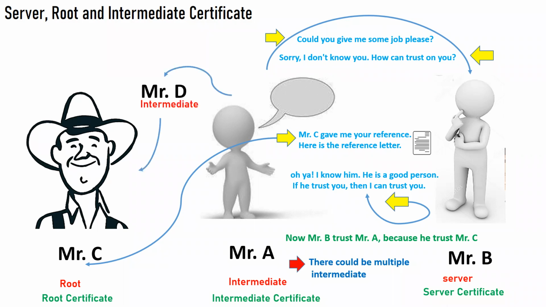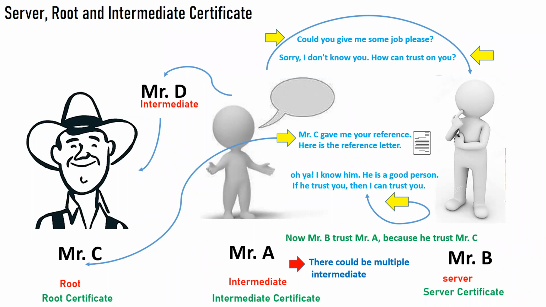How is it? Maybe Mr. A doesn't know Mr. C, but Mr. A comes for the job with the reference of Mr. D, right? But Mr. D knows Mr. C. So here A doesn't directly know Mr. C, but Mr. A comes with the reference of Mr. D who knows Mr. C. So now again Mr. B can trust Mr. A because of the reference of Mr. C, right? But Mr. A got the reference from Mr. D, not directly from Mr. C. So in that case, Mr. A and Mr. D will act as intermediates, right? So here we will have two intermediates.